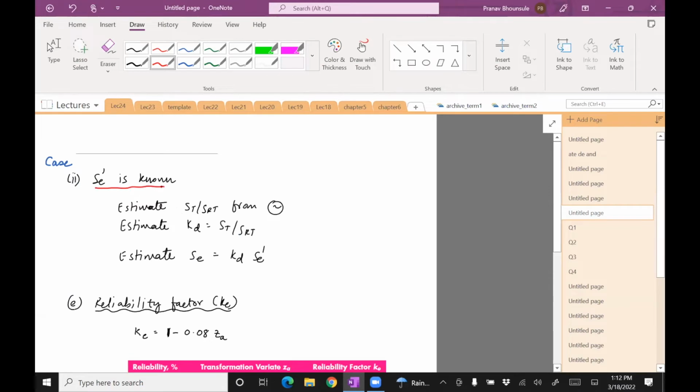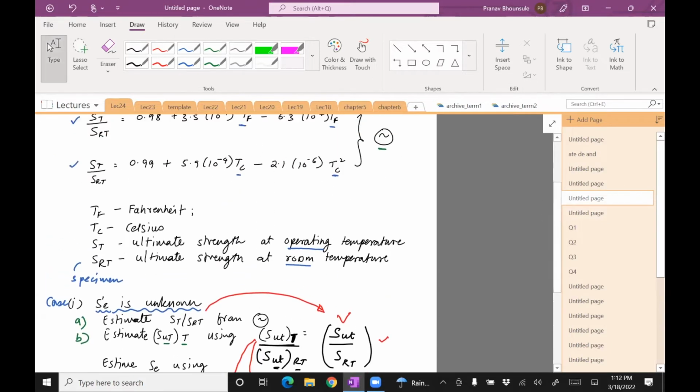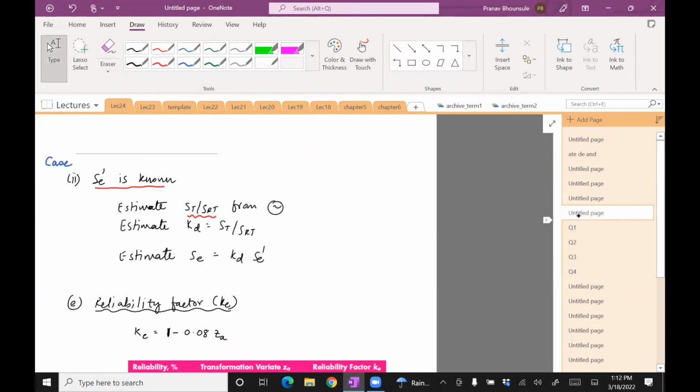In case 2, Se is known. You're given Se prime known, in which case you do the same computation, St divided by Srt, which is a formula given here. So you know that. That's step A. Then step B, estimate Kd. It's just the same as this ratio. And then step C, Kd is now known from step B, Se prime is known, so you can substitute that here. And so you have Se. Okay, so that's for temperature.